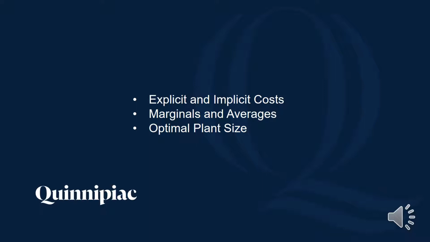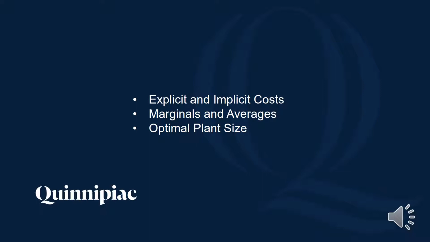There is a link between the marginals and the averages. There is no link between the marginal and the average fixed cost, though. Or for that matter, the total fixed cost. Fixed costs don't change as output changes. Marginals, by definition, are measured as output changes. Marginal costs are a form of variable costs. They're not related to fixed costs. They are related to the variable cost.